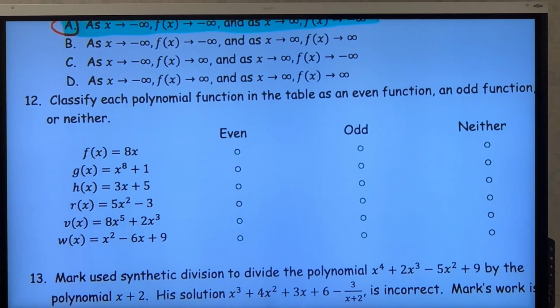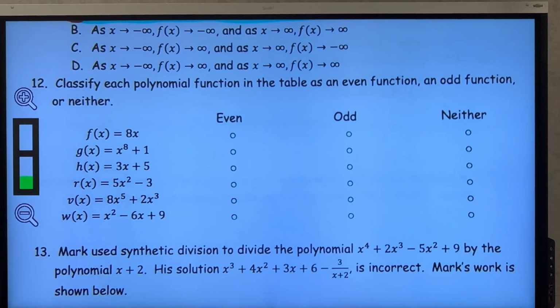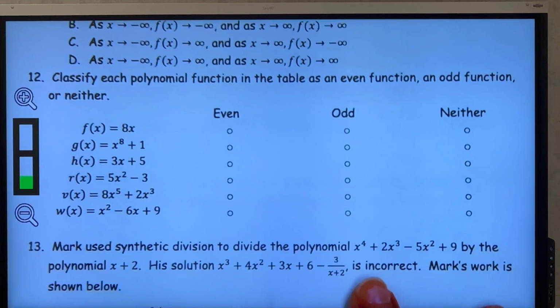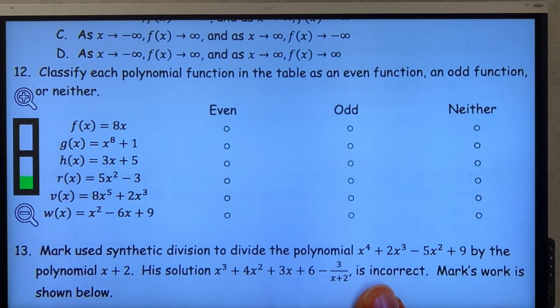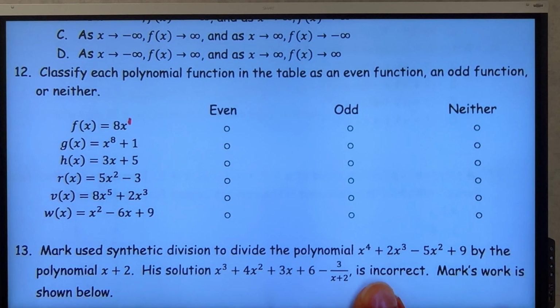All right, number 12, it says, classify each polynomial function in the table as even, odd, or neither. You had a problem like this in your warm-up today. So let's see. The first one, f of x is equal to 8x. Well, when there's no exponent on a variable, we assume it to be a 1. 1 is an odd number.